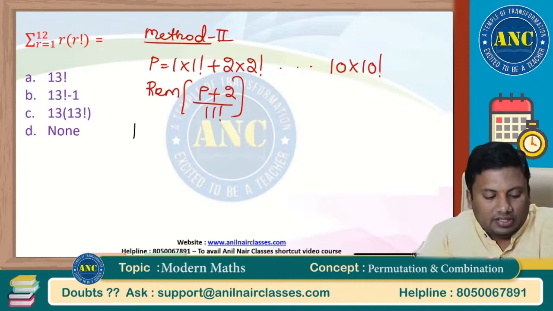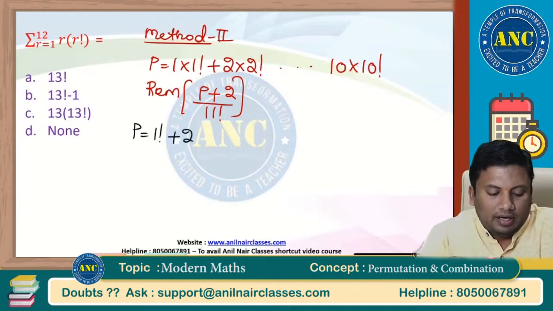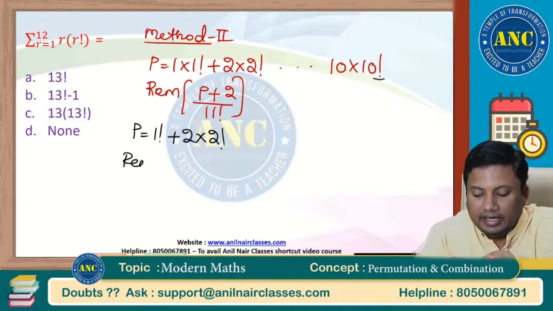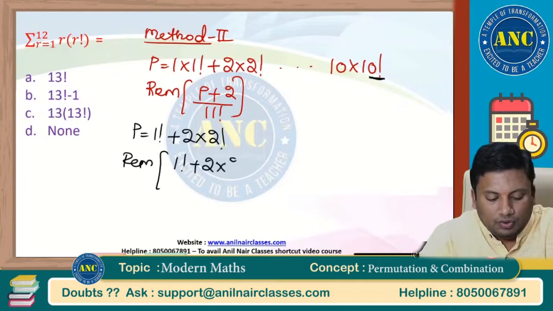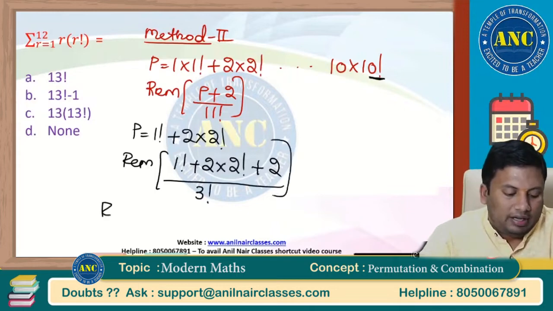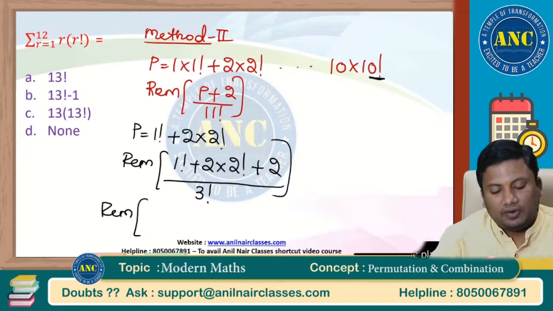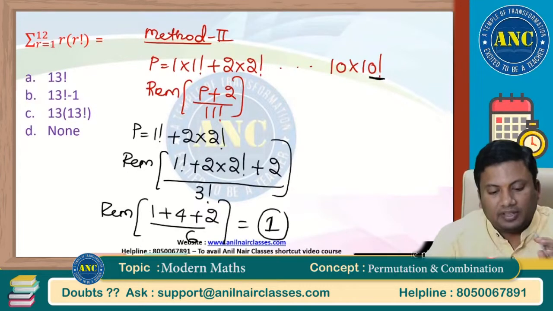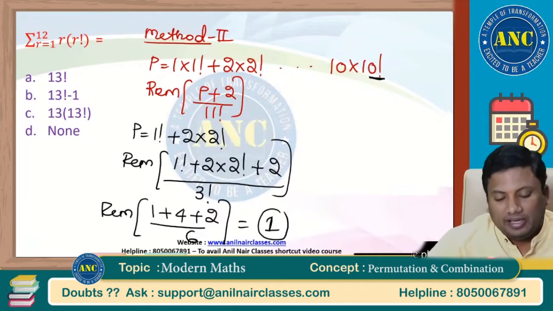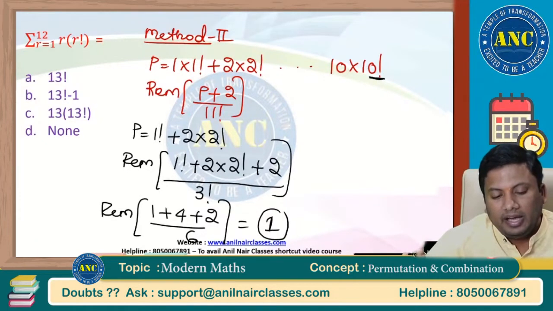See here. Take some smaller values. 1 into 1 factorial plus 2 into 2 factorial, right? If it is ending at 10 factorial, the divisor is 11 factorial. Ending at 2 factorial, we have 1 factorial plus 2 into 2 factorial, plus 2, divided by which factorial? 3 factorial. If you take smaller values, you will get the answer quickly. 1, 2 twos are 4, plus 2 is 7, divided by 6. What is the answer for the question? 1. Either you can optimize the values or you can understand the behavior of the pattern.